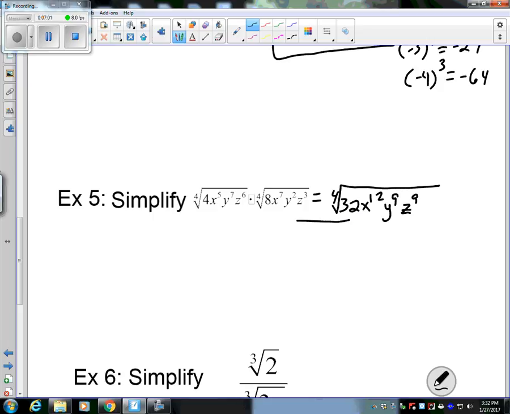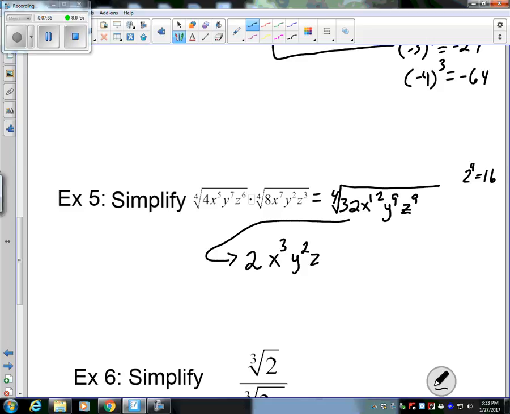So simplifying this, 4th root of 32. So let's think what 2 to the 4th is. 2 times 2 times 2 times 2 is 16. So 2 to the 4th is 16, so the 4th root of 16 is 2. So let's take a 2 out of the 32. How many groups of 4 can I make out of 12? So there's x to the 3rd, you got 2 groups of y's that can come out, and z, there's 2 groups.